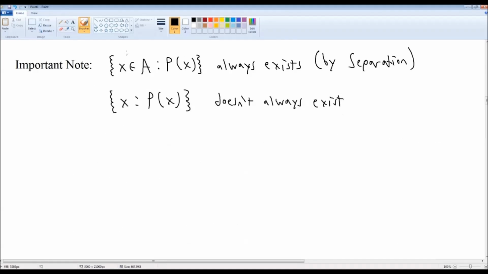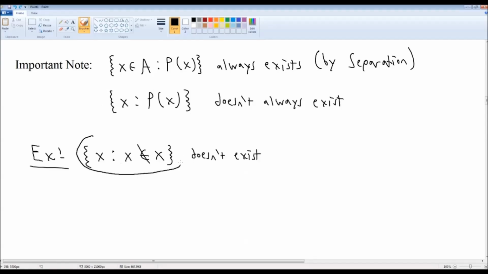Now, here's an important thing to note. A set of this form will always exist by the axiom schema of separation. However, the set of all sets satisfying P of X doesn't always exist. Sometimes it exists and sometimes it doesn't. For example, this set doesn't exist, the set of all sets that are not members of themselves, because if it did, we would get a similar contradiction as in the proof we just did.